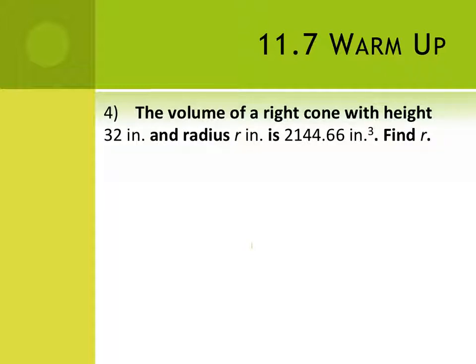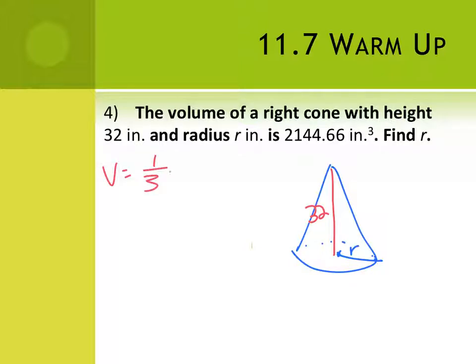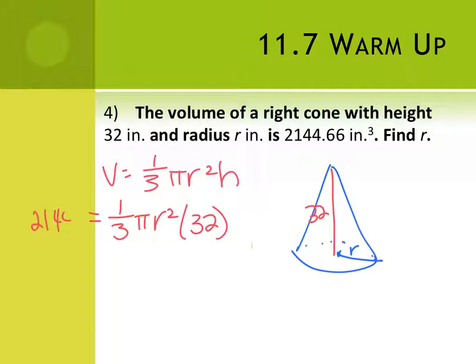Okay, then the volume of a right cone with a height 32 and a radius r is 2,144.66 inches cubed. Find the radius. I can draw it, but I don't need to, because it gives me everything I need to know. The r would be here. The height is 32, and the volume, which is 1/3 pi r squared h, equals 2,144.66.